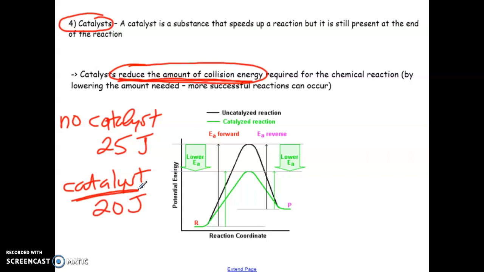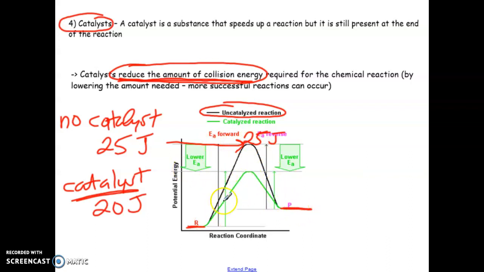Okay, so this is just a graph showing you an energy representation. This is the reactants and then the products. This black line shows how much energy is needed for the reaction without a catalyst, the uncatalyzed reaction. Let's say this was our 25 joules. That means if the reaction did not have 25 joules, no product would be made.